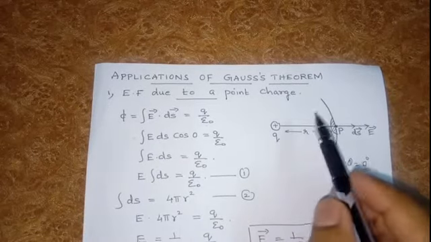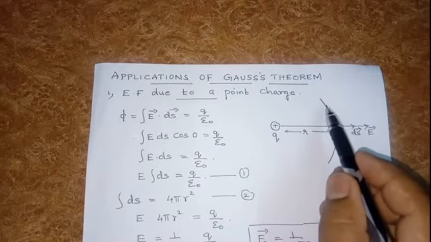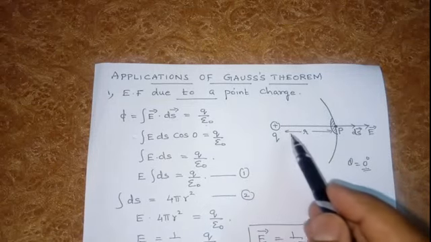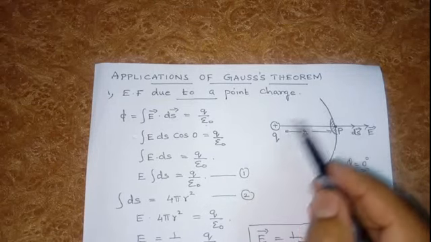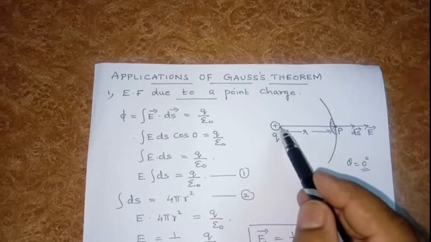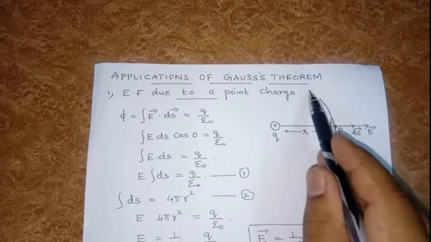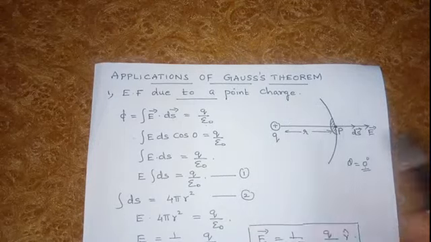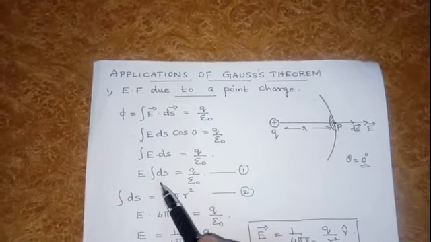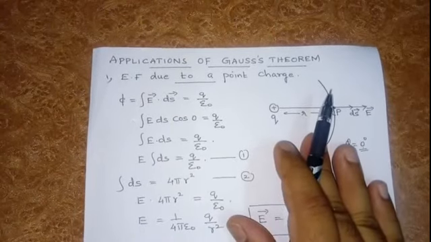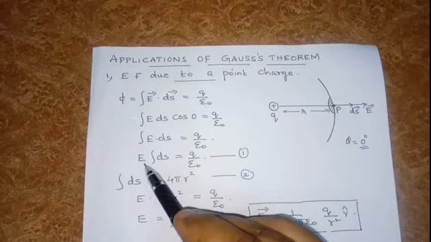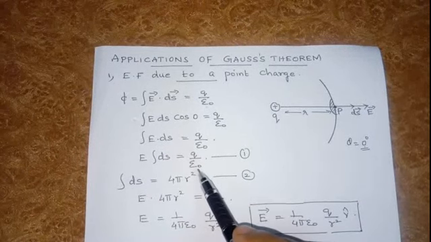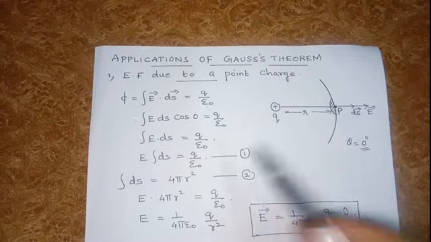Now, the next point is E is same everywhere on the Gaussian sphere, because the radius remains same and the distance of any point on the sphere from the charge remains same. Therefore, E remains same everywhere on the Gaussian sphere. Since E remains same, it can be taken out. So E into integral ds is equal to q by epsilon 0. Put as equation number 1.